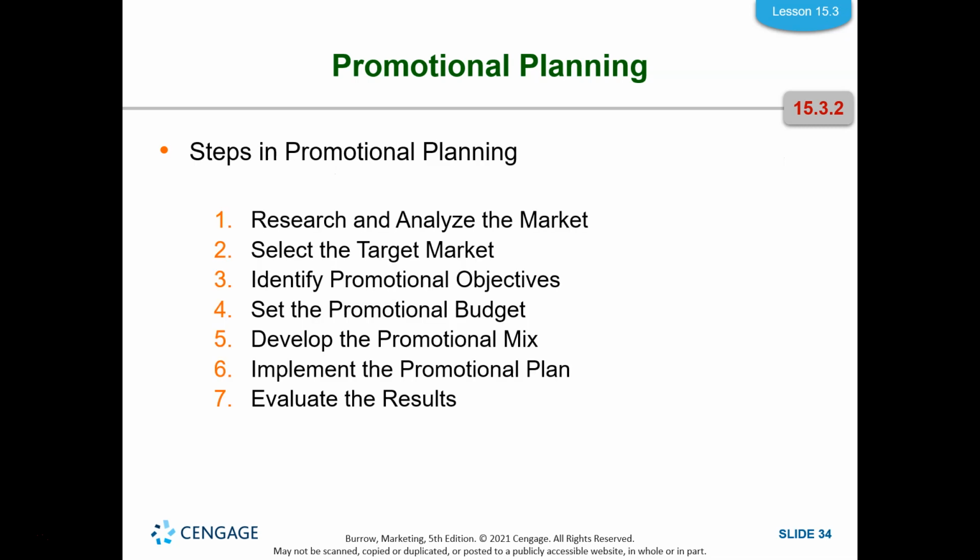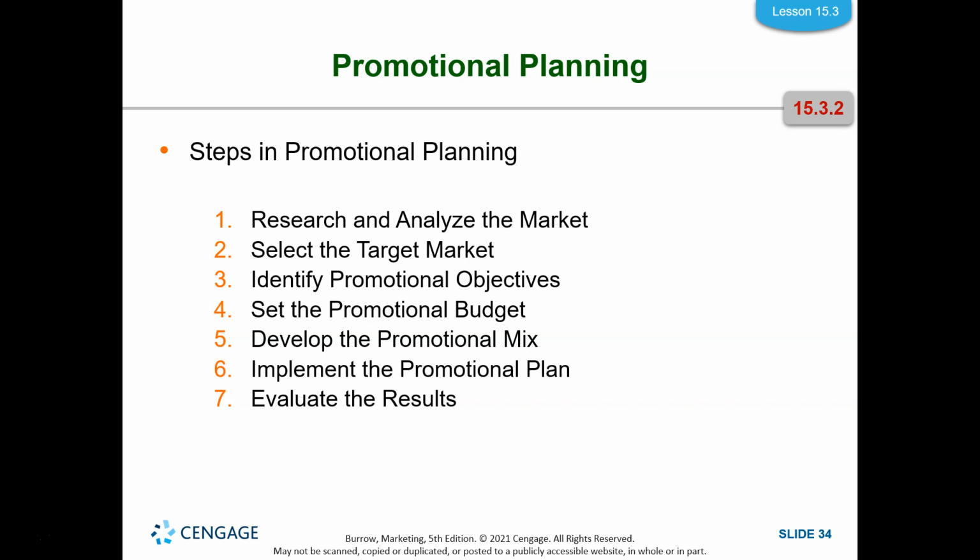Alright, so here are the steps in the promotional planning. Number 1, research and analyze the market, which can be found on page 435. Number 2, select the target market. Number 3, identify the promotional objectives. Number 4, set the promotional budget. Number 5, develop the promotional mix. Number 6, implement the promotional plan. And then number 7, evaluate the results.